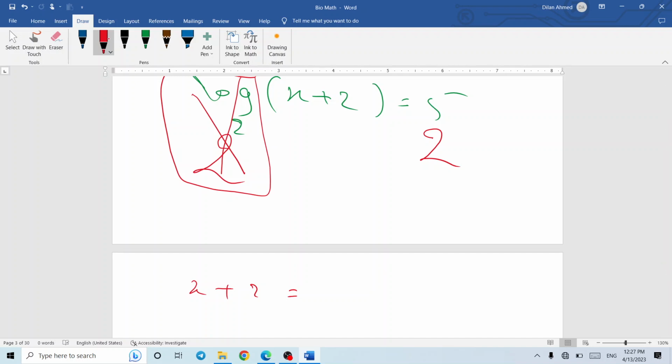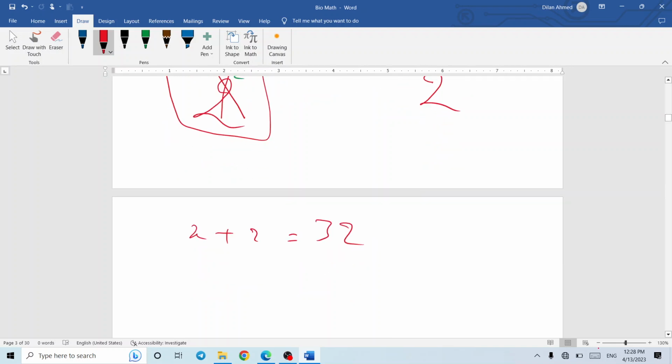So 5 to the power 2 is 25. 2 to the power 4 is 16, 2 to the power 5 is 32, I think. Right? 2 to the power 3 is 8, 2 to the power 4 is 16. Okay? That's it. So x is equal to what? 30. Understood what I did?